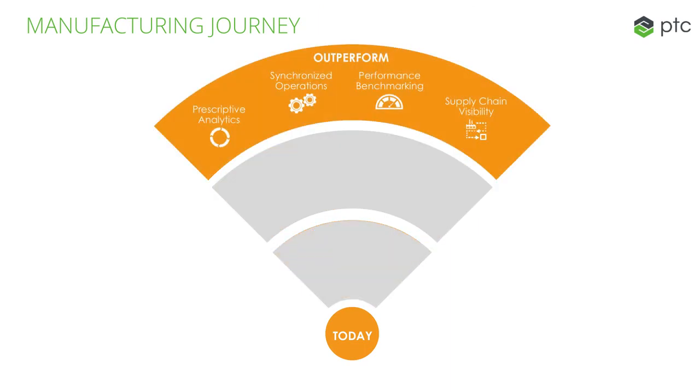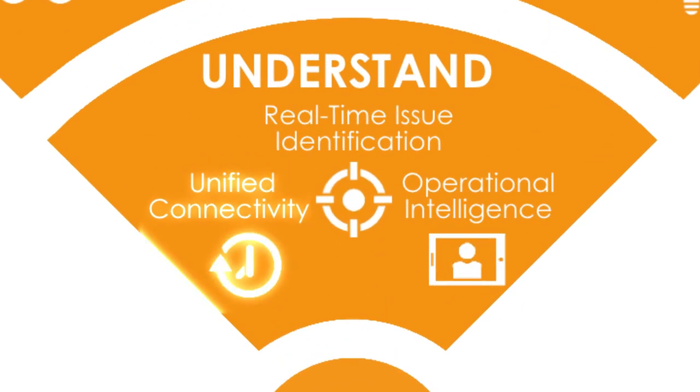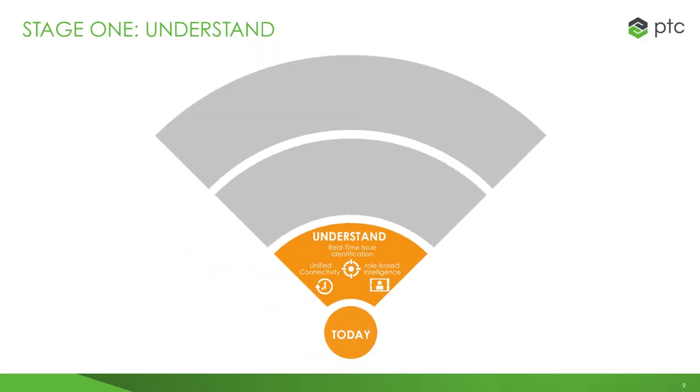PTC has developed the manufacturing transformation journey to help companies chart their course to continuous operational improvement through digital manufacturing, real-time intelligence, and predictive analytics. Controls Advisor directly supports business outcomes like unified connectivity and real-time issue identification, which can be found in the understand stage of the manufacturing journey.